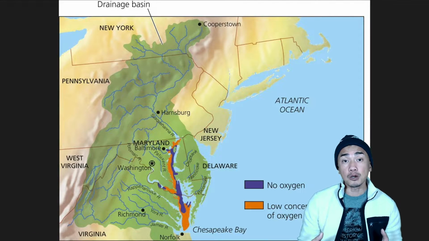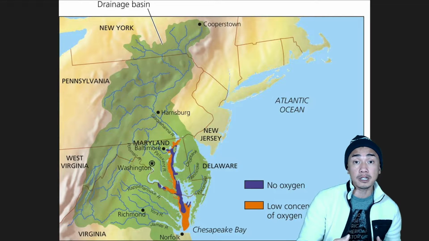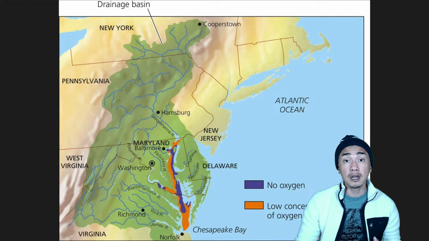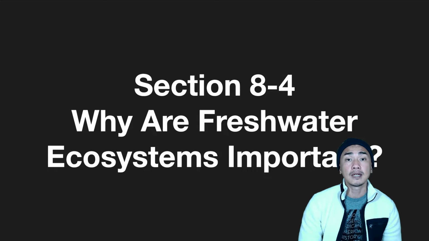This map shows how rivers carried pollutants from areas in green to the Chesapeake Bay, creating areas with no oxygen called dead zones and other areas with low oxygen. In Section 8.4, we're going to talk about freshwater ecosystems and why they're important.